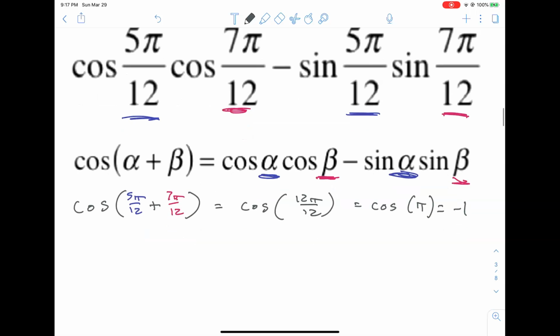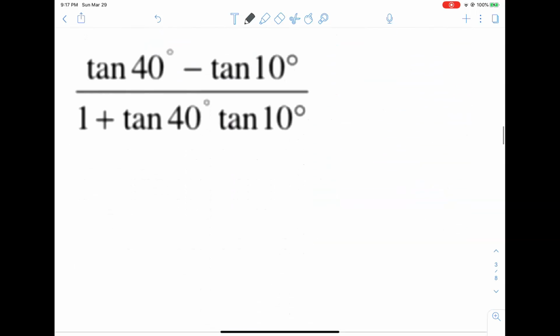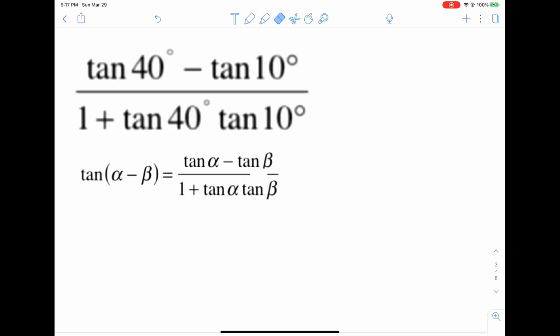All right. Let's try a third type of this problem. Why don't you pause the video here for a second and see if we can find which identity this one is. It's tangent and tangent on top with a minus, and 1 plus a couple tangents on the bottom. All right, let's take a look. There's the identity that we're going to use to do this one. Okay, you can see it's in the same form, right? A tangent minus a tangent, and a 1 plus a tangent times a tangent on the bottom.